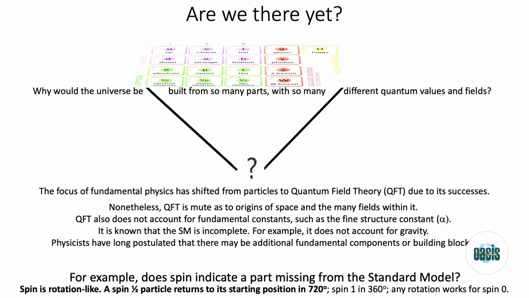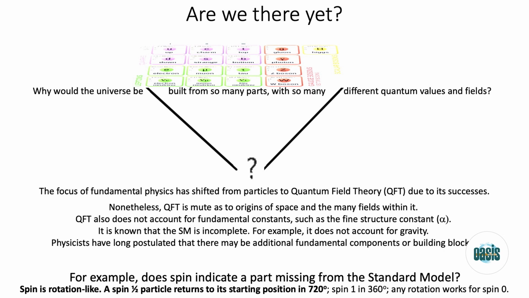The focus of fundamental physics has shifted from particles to quantum field theory due to its successes. Nonetheless, quantum field theory doesn't do some things. It's mute as to the origins of space and the many fields within it. Quantum field theory does not account for fundamental constants like the fine structure constant alpha. It's known that the standard model is incomplete. For example, it doesn't account for gravity.